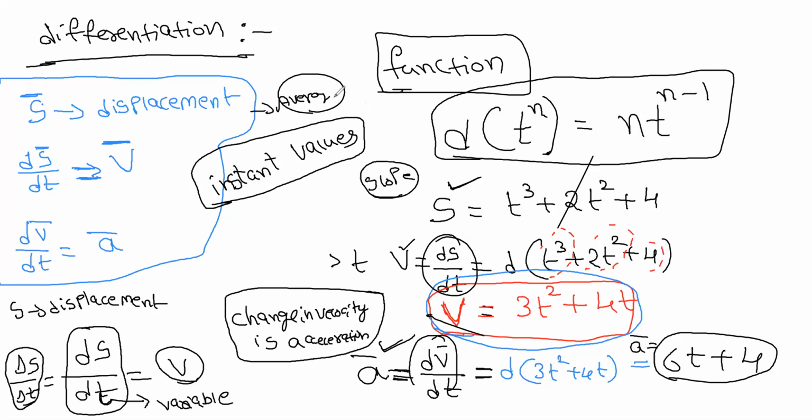Now, let's take. So remember this one, right? s is ds by dt means change in displacement gives velocity. dv by dt, change in velocity gives acceleration. So just as a note, we can write dv by dt means you are differentiating two times the displacement, right? For getting acceleration.